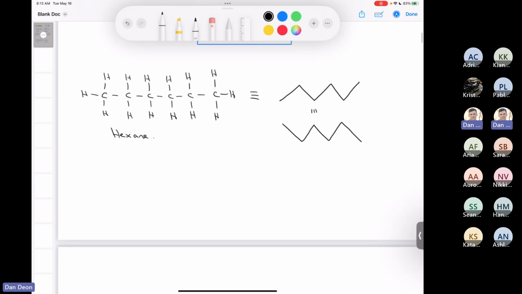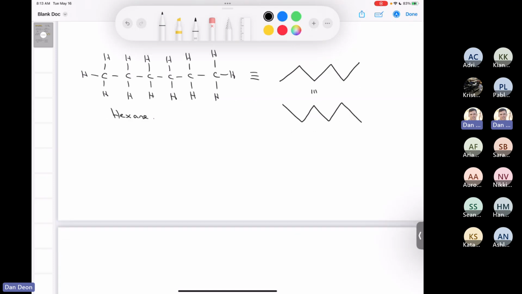You can also use bond line structures for rings. Let's say you had 6 carbons in a ring. 1, 2, 3, 4, 5, 6. That's not the prettiest ring in the world, is it? I can fix that. There we go. It's a little bit better. So let me ask you guys a question. This carbon that I have highlighted in yellow, how many hydrogens should be attached to this carbon? How many hydrogens is it missing in my structure?